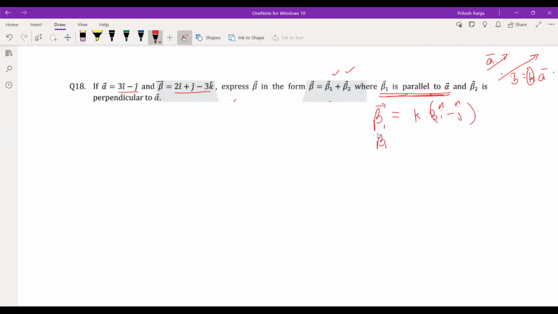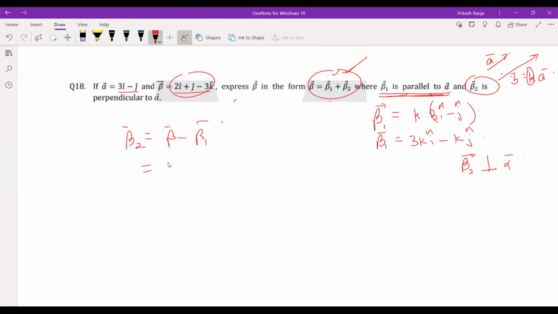So from here we get beta 1 vector as 3k i cap minus k j cap, and beta 2 is perpendicular to alpha vector. So let us find beta 2 from here. Beta 2 vector will be equal to beta minus beta 1 vector. And what is beta vector? This one, 2i plus j minus 3k cap. And beta 1 vector, what is beta 1? Here we got this as beta 1. So minus 3k i minus k j.